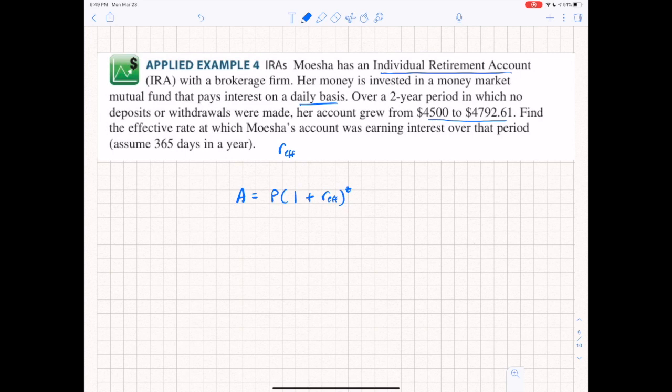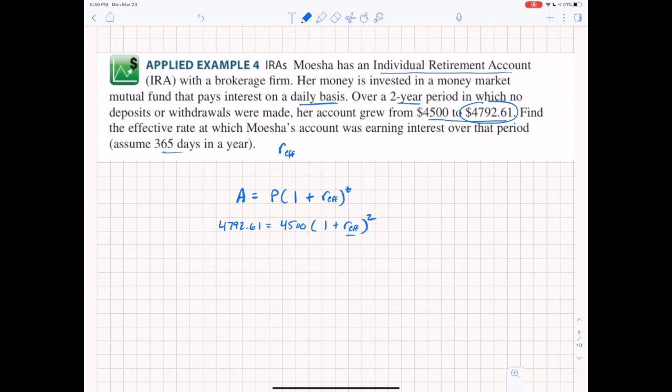We know the accumulated amount, and we know the principal, and we know the time because it's 2 years. I can go through and solve for my effective rate. We actually don't even need to know the 365.